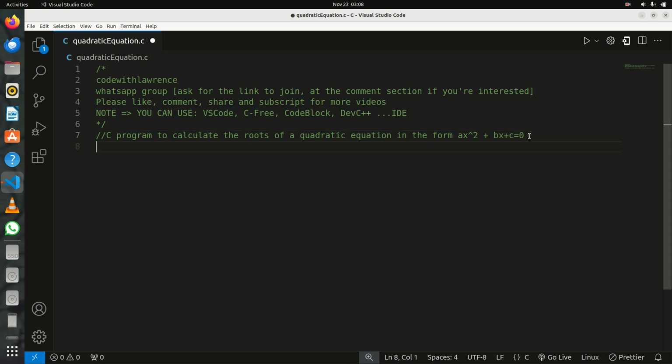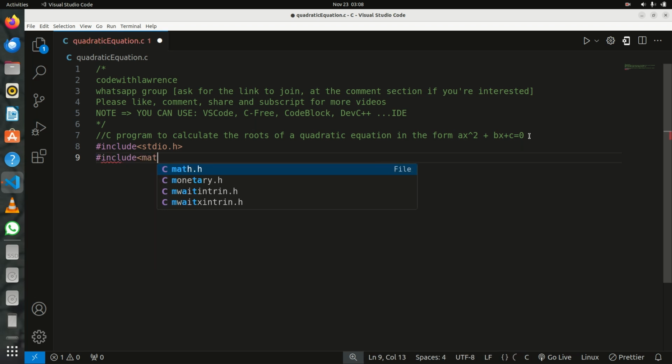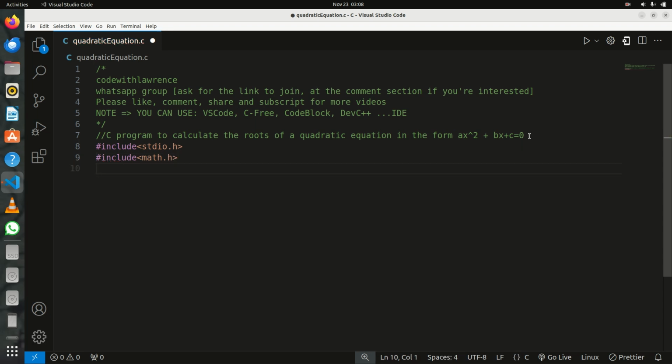First, add the library, standard input and output library, to obtain input from the users. Second, another library, math, for mathematical calculations. So now, the main program.